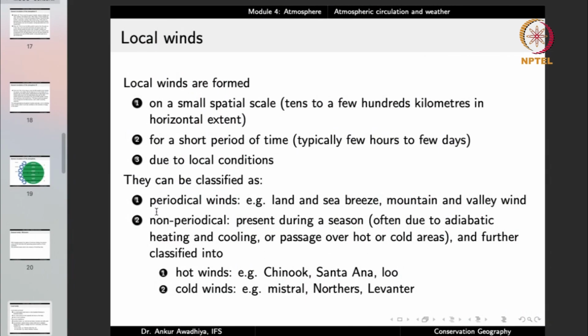So you have local winds that are periodical winds that occur, say, daily. So in the morning you will have the sea breeze, in the evening you will have the land breeze, or you can have the mountain and the valley wind, or you can have non-periodical winds that are present throughout a season, because the winds are moving either over a hot or a cold area or because of adiabatic heating and cooling.